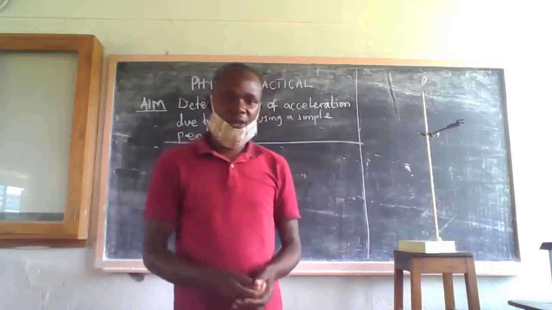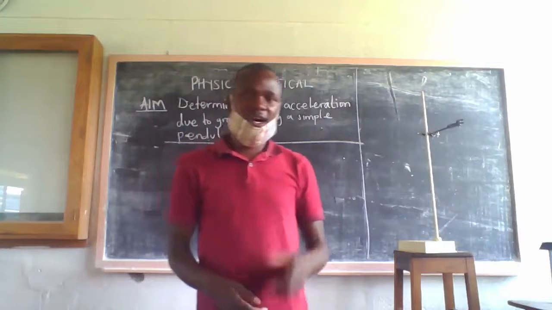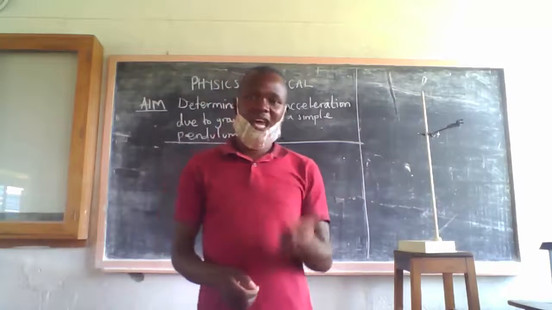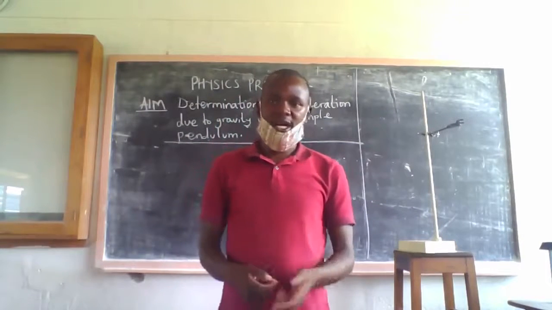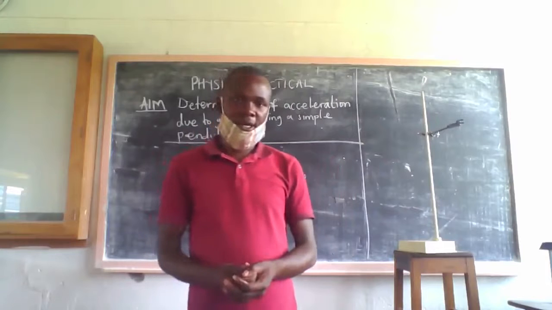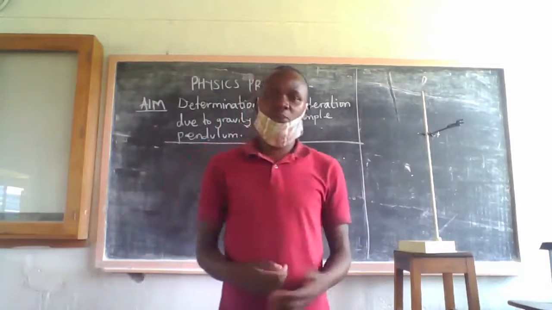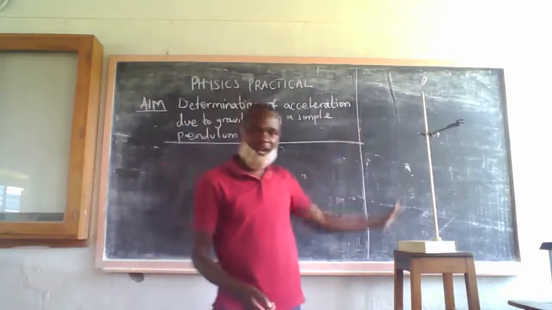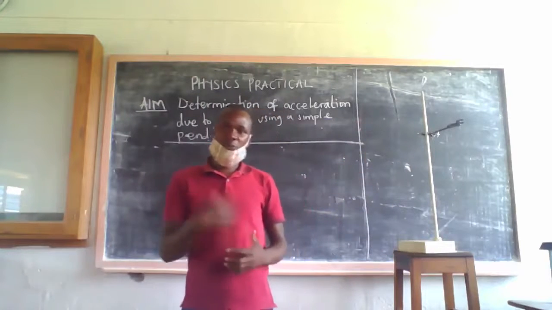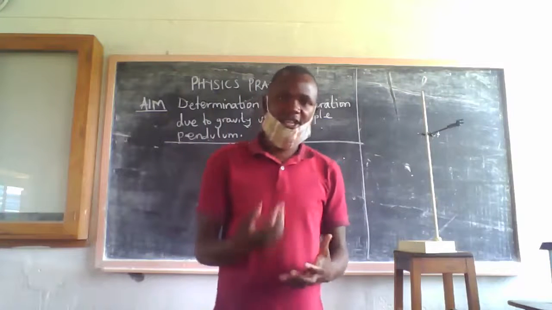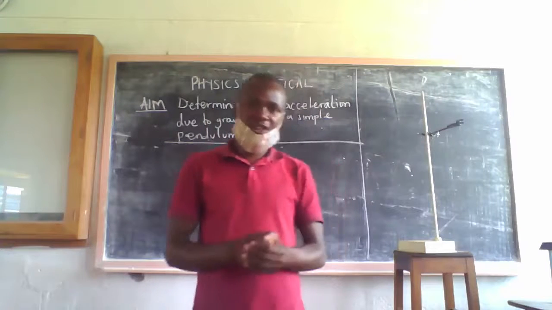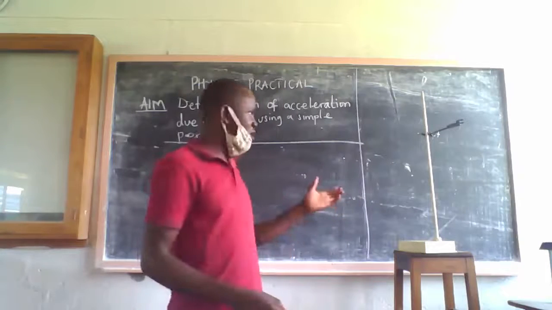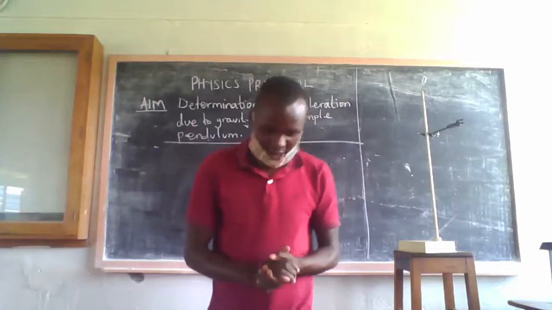In theory, we are told that the theoretical value of the acceleration due to gravity stands at 9.8 meters per second squared. But practical is here to prove to us the theory. So we shall use the given apparatus to prove the theory and see if we can arrive at a value that is related to the theoretical value. So what do we need for us to do this simple experiment?